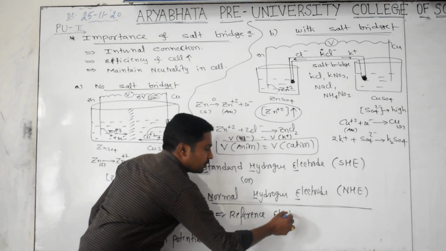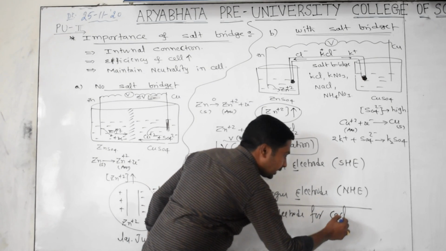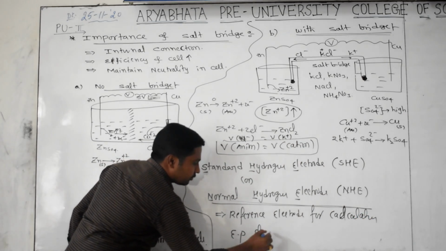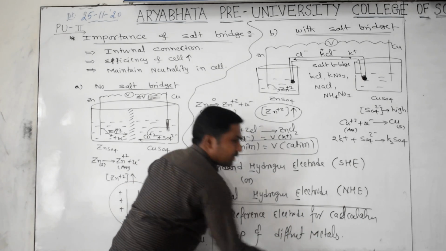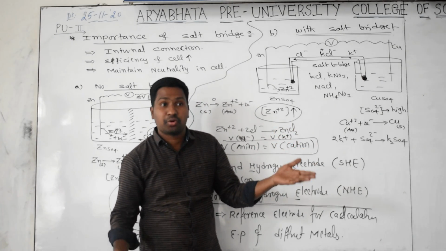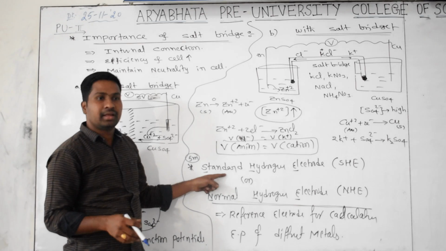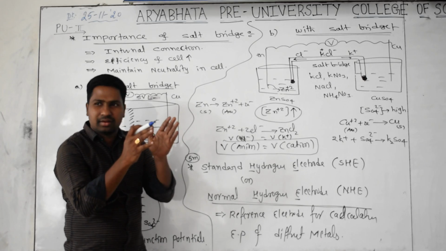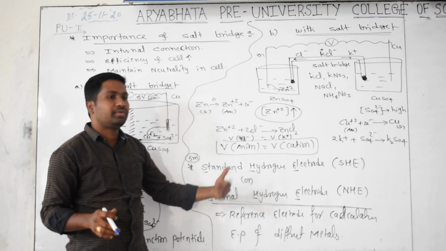Reference electrode for calculating electrode potentials of different metals. Okay, so yesterday we saw the standard electrode potential of zinc is minus 0.76, copper is plus 0.34. How were they calculated? How are they telling those values? These values are explained by taking SHE as a reference. It is one device, one special equipment. It is a reference electrode for calculating the electrode potentials of different metals.